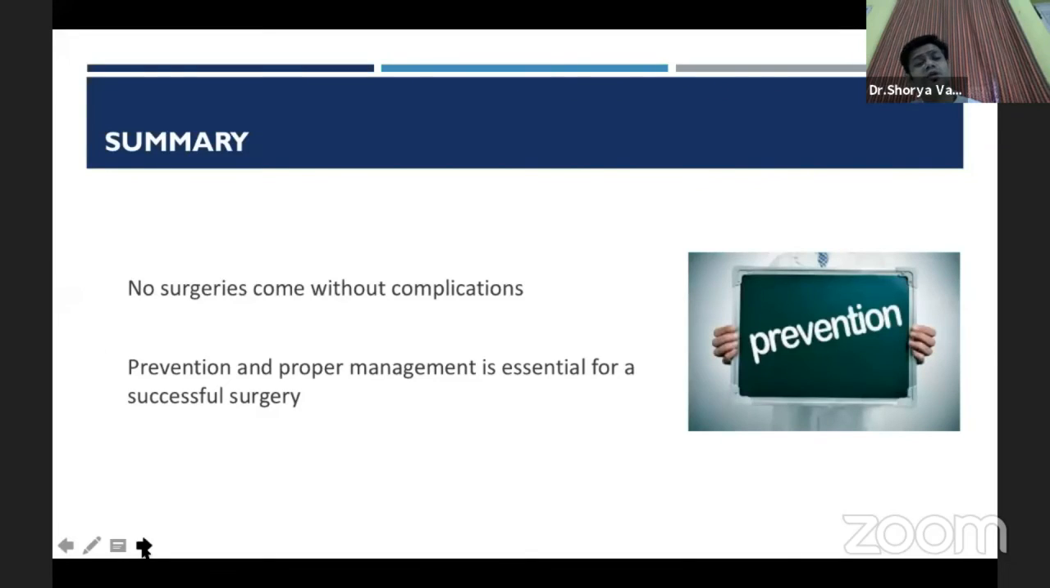To summarize, no surgeries come without complications. Prevention and proper management is essential for successful surgery.